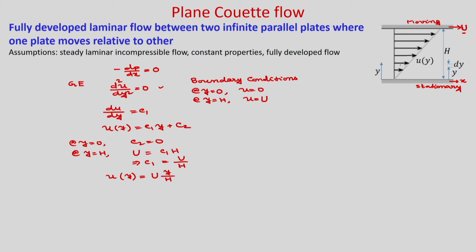And you can see that at y is equal to 0 it is 0 velocity, at y is equal to h it is capital U, and it is linearly varying, because from the velocity profile you can see that the velocity varies linearly across the gap.